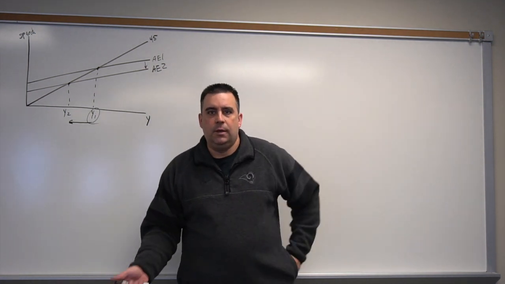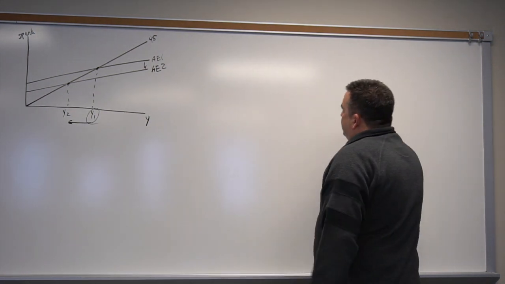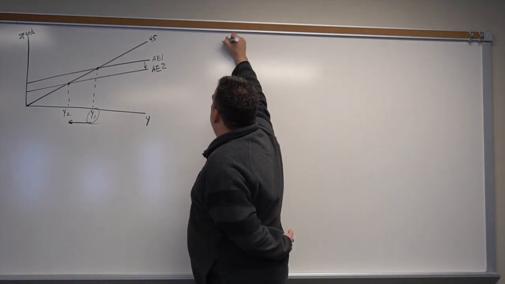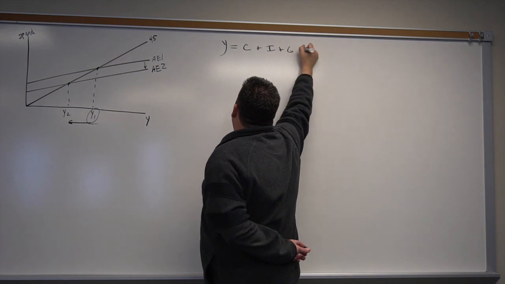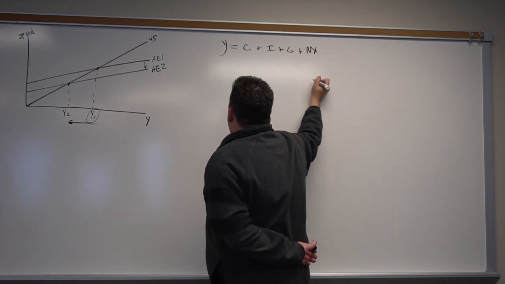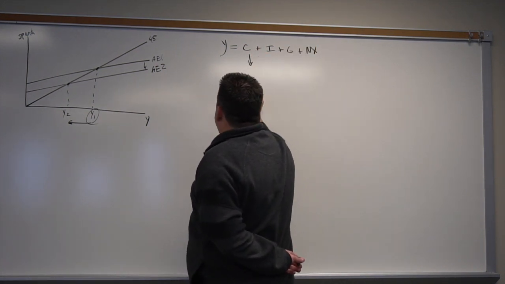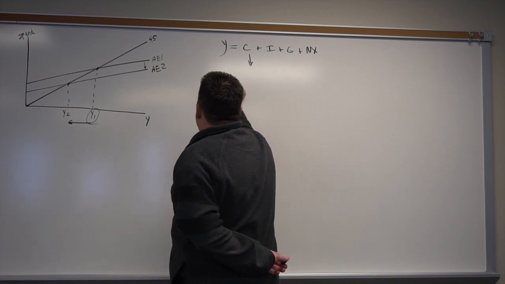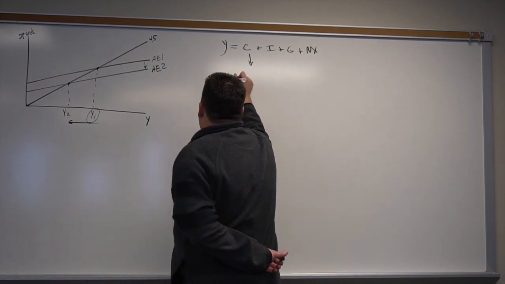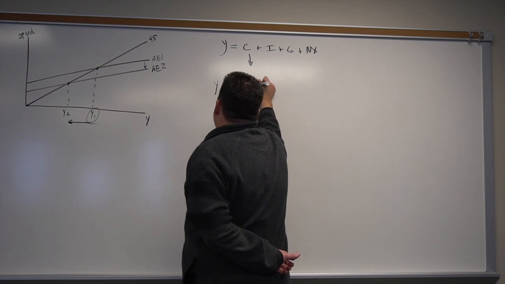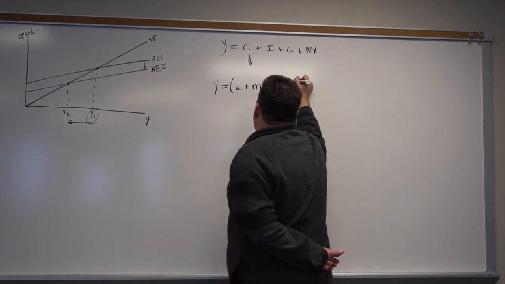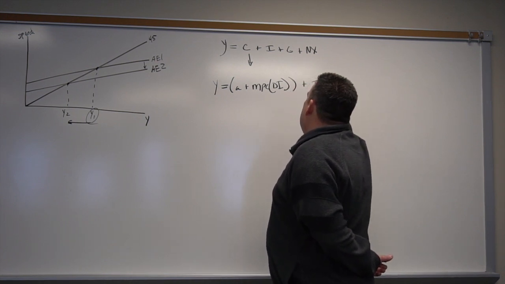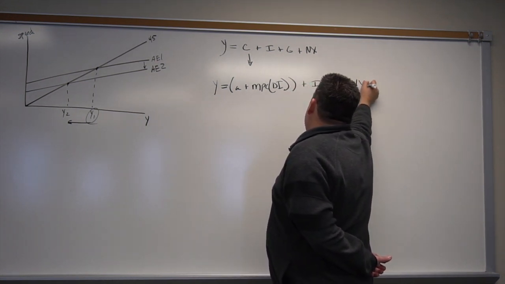So one thing to remember is if we're solving out y, we know that y is equal to c plus I plus g plus nx. And remember, we had solved out this c, so we could rewrite this as y is equal to effectively a plus mpc DI plus I plus g plus nx.